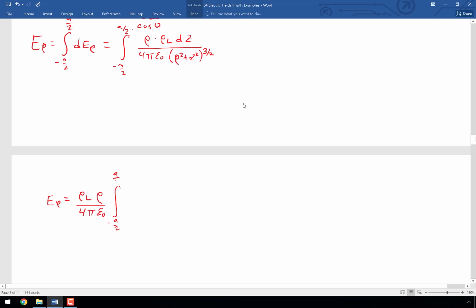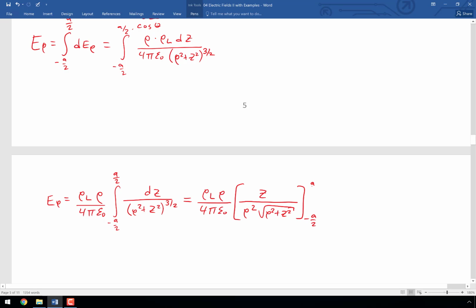We're left with an integral from minus a over 2 up to plus a over 2, and that's going to be the integral of, the numerator now is just dz divided by rho squared plus z squared to the 3/2 power. If you look at this up in the table of useful integrals for ECE 430, we'll be able to easily plug this one in, rho sub L times rho over 4 pi epsilon 0. Of course, you could also use Wolfram Alpha, or you could use trig substitution, which is how this one was solved in the first place. This is z divided by rho squared times the square root of rho squared plus z squared from minus a over 2 up to plus a over 2.